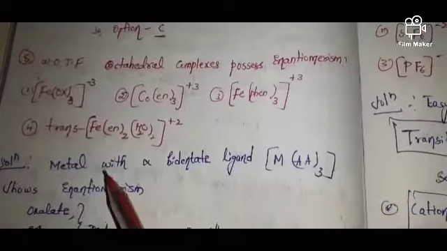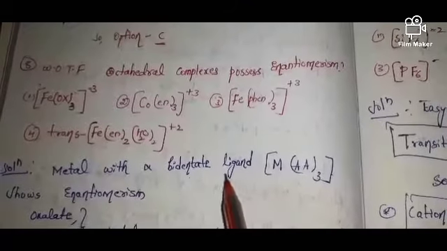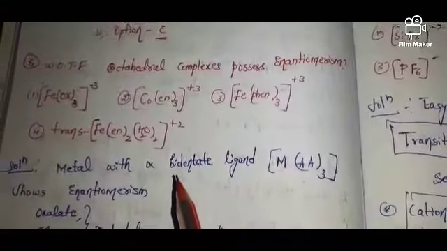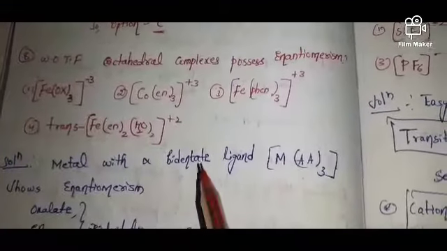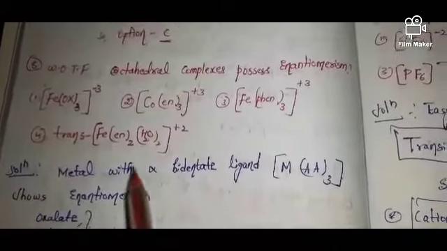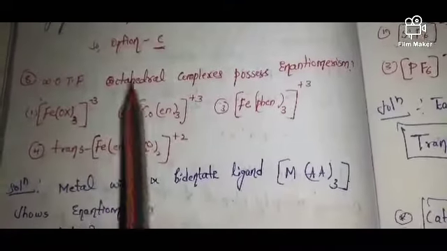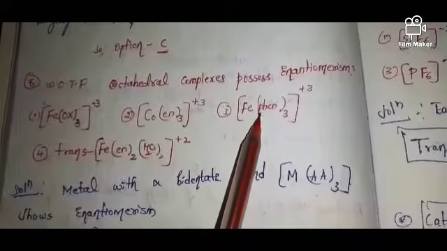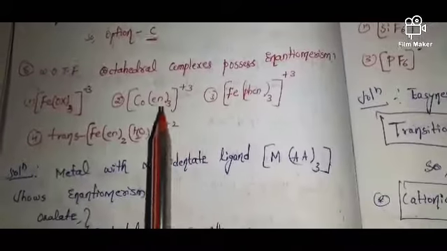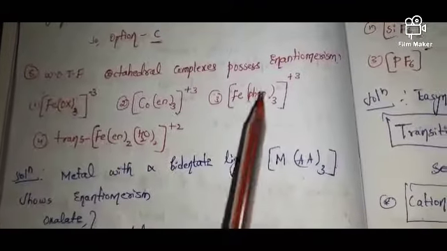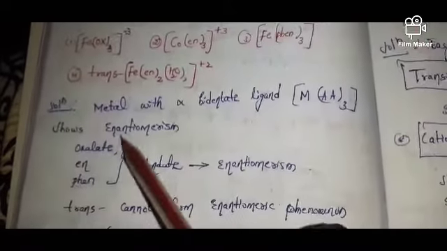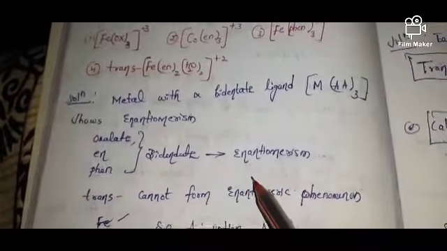The metal contains the bidentate ligand, and we know that in all four options a metal is present. Now we have to observe the bidentate ligand. This is oxalate, this is ethylenediamine, and this is phenanthroline. We know these three are bidentate ligands, so these three possess enantiomerism.